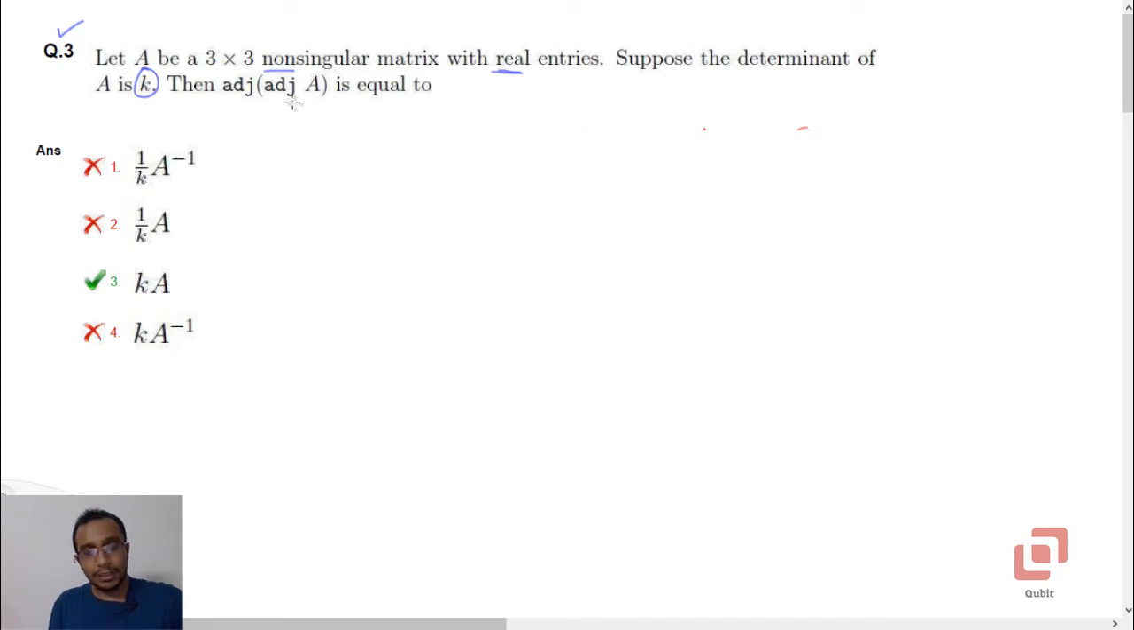Now we know very well how to find the adjoint of any matrix, but we may not know how to find the adjoint of its adjoint. The proof involves only one critical step, and I'll tell you what that step is. Secondly, we are going to generalize this result for any square, non-singular matrix of order n. And if we substitute n equal to 3, then we will get the solution to this particular problem.